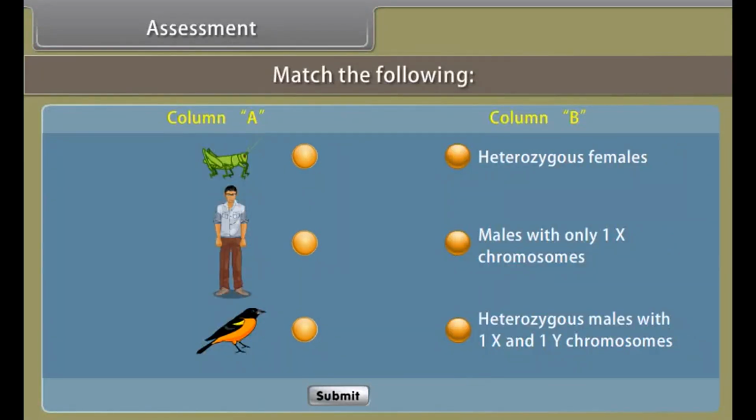Assessment. Before proceeding further, let us know how much you have learnt. Match the following.